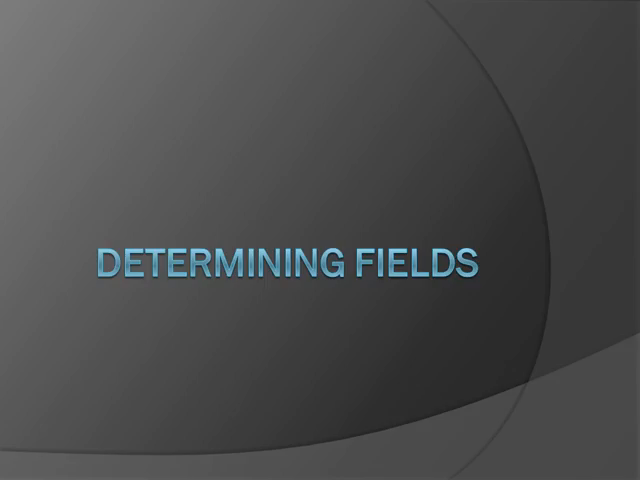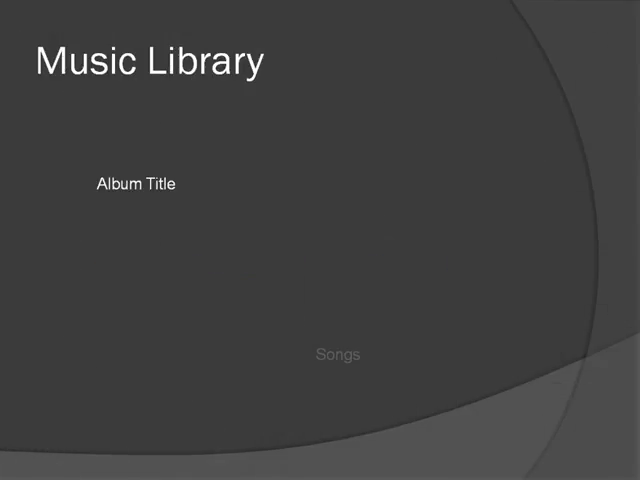So let's determine the fields now that belong in our database. In our music library, we know that all of our albums have titles, so there's going to be an album title. We also know that each of the albums has an artist. Now, some of the albums may have various artists, so the artist field in the album table might be able to include an actual name of an artist, or it might just be various. Keep that in mind when we talk about songs.